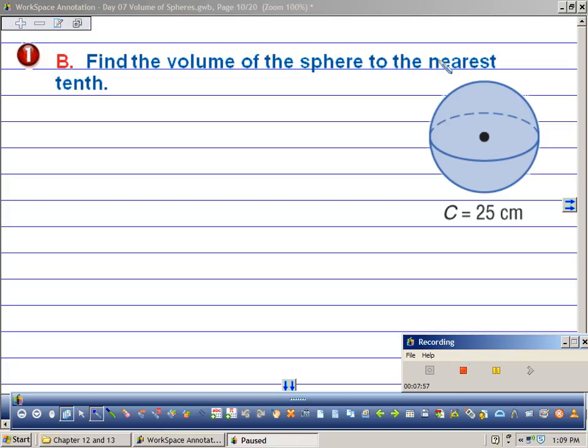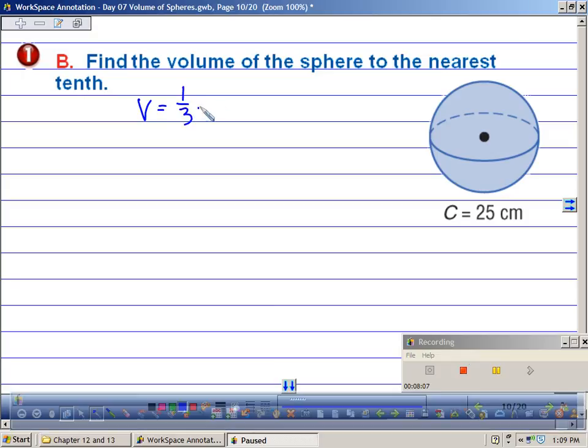Okay, so this one's saying find the volume of the sphere to the nearest tenth. So I know volume equals 1/3 times 4 pi r squared times r. So I need to find r, obviously. It tells me my circumference is 25 centimeters. I know that circumference equals pi times diameter. So if my circumference is 25, don't I just have to divide 25 by pi?